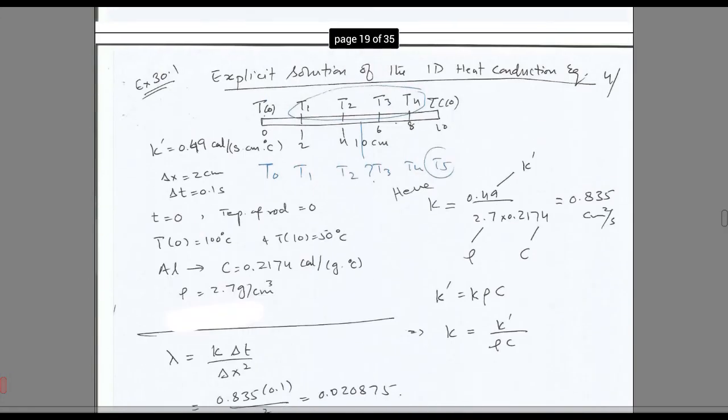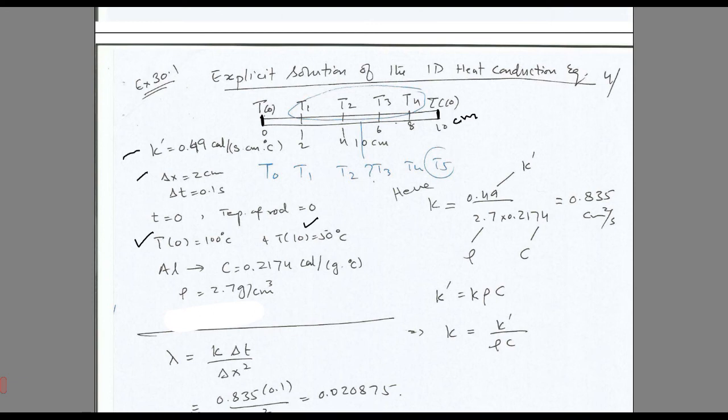Now we will discuss example 30.1: explicit solution of the 1D heat conduction equation. The simple 1D heat conduction equation is being used here. It's a 10 centimeter rod, and the temperatures at the points are given. We have T0 at 100 degrees, T10 at 50 degrees, and the constants are further given: delta x equals 2 and delta t equals 0.1 seconds.